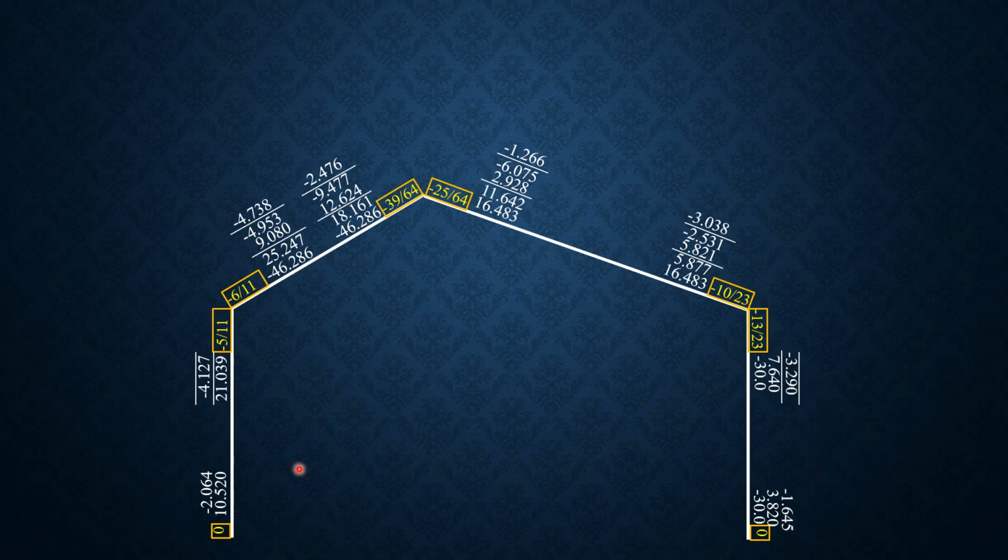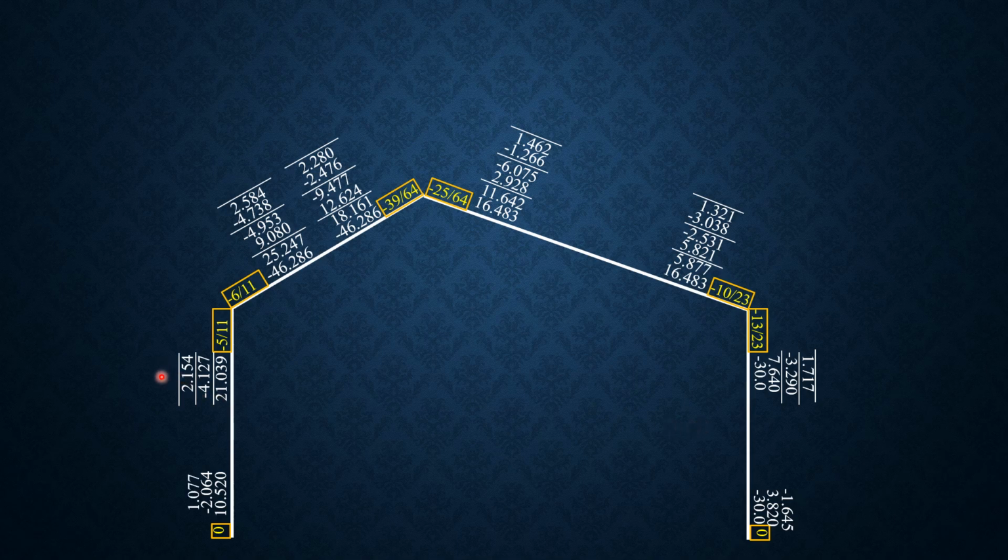Negative 4.738 times negative 6 over 11, 2.584 lakh. Negative 4.738 times negative 5 over 11, 2.154 lakh. Quantity negative 2.476 minus 1.266 times negative 39 over 64, 2.280 lakh. Same quantity times negative 25 over 64, 1.462 lakh. Negative 3.038 times negative 10 over 23, 1.321 lakh. Negative 3.038 times negative 13 over 23, 1.717 lakh.